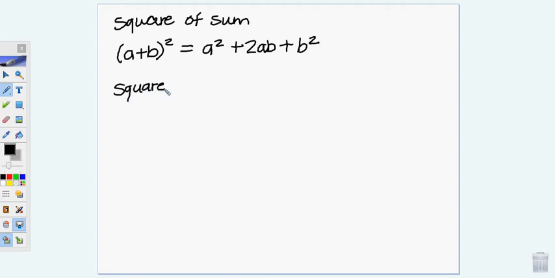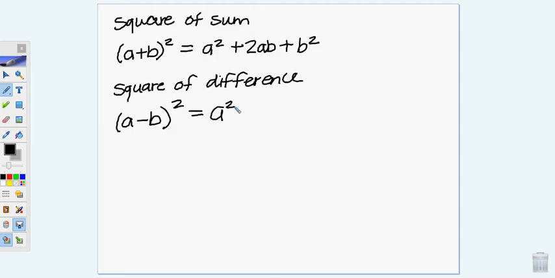You can also take the square of a difference. When you take the square of a difference, you end up with something very similar: (a minus b) squared, which is a squared minus 2ab plus b squared.